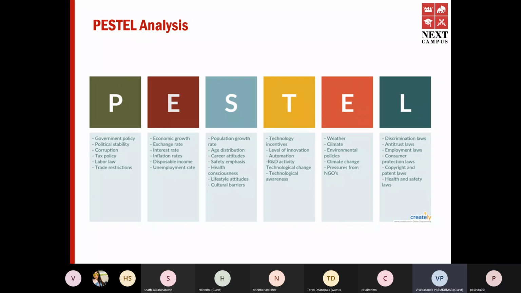Also, we have to think about another E also. One more E. What's the additional E? E is ethics. So we have two E's. Okay, you have a PESTEL like this with another E. Okay, good. So I'm not going to spend time here then.